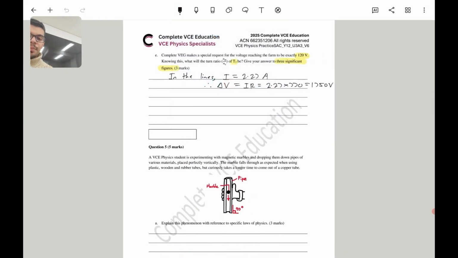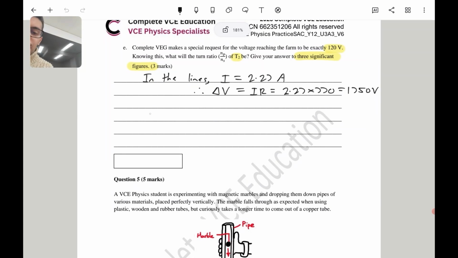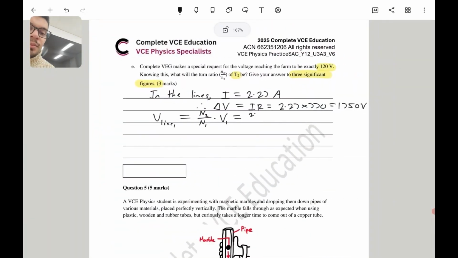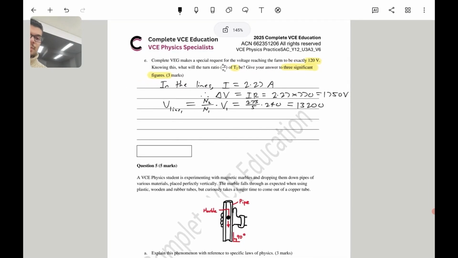We can obtain V line 1 using the ratios. So we can say that V line 1 is equal to N2 over N1 times V1, and we can multiply 240 by the ratio. And that will give us 13,200 volts.